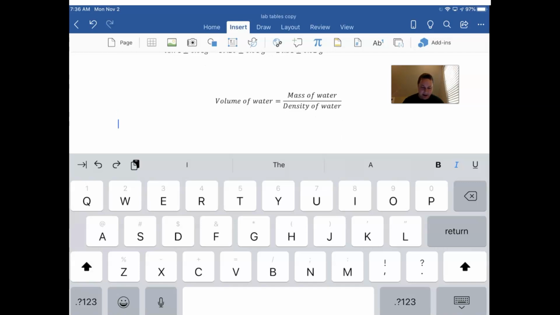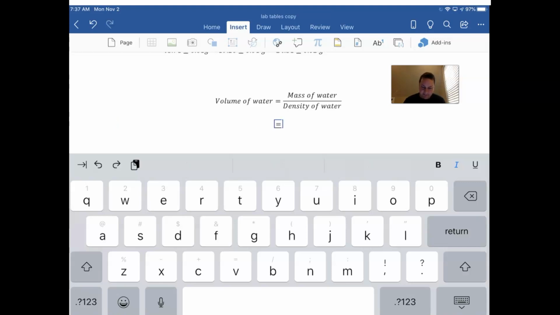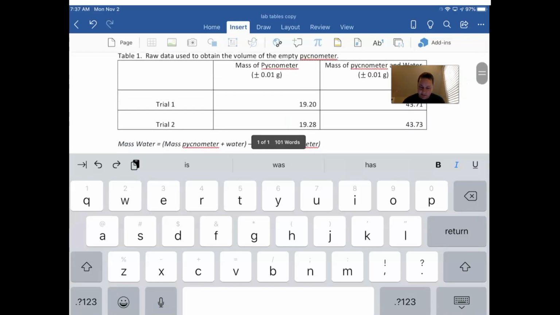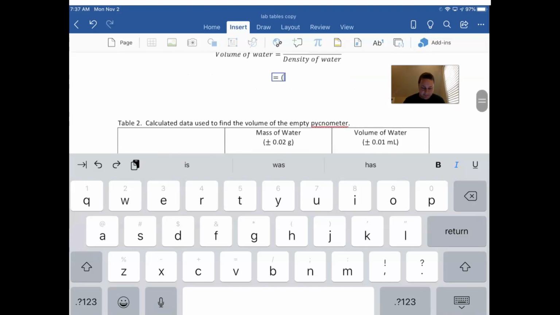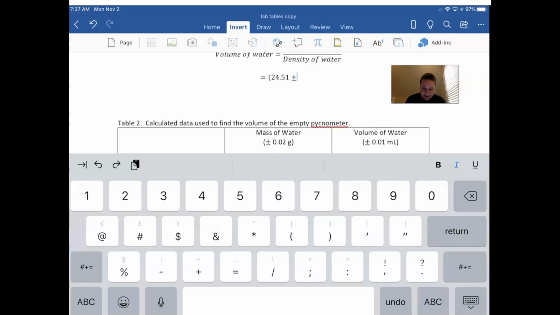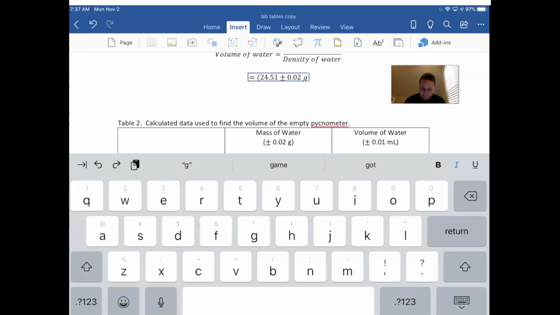And now, of course, I need to actually type in my numbers. So in this case, I'll do the equal sign right away. And I have to go back and look and see what was my mass of water. It was down here, 24.51. And I'm going to use that plus minus. I just type plus minus, it automatically knows. And this would be 0.02 grams. And I'm going to use my divided key now.